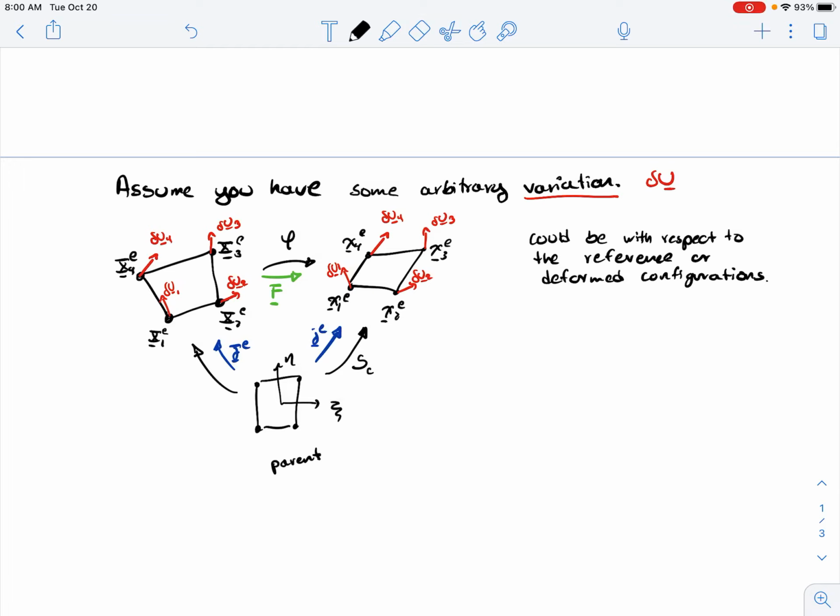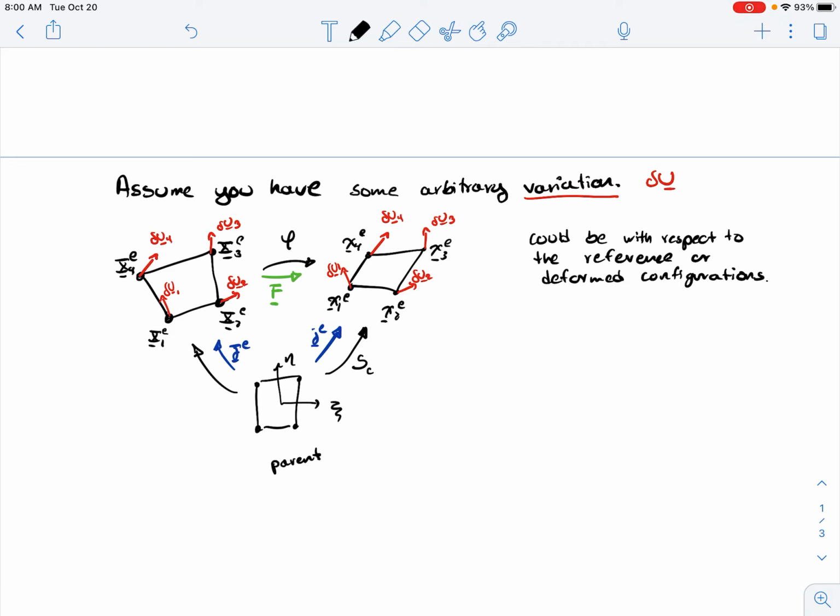Now for the second part of problem 2 of homework 4, I asked you to compute the weak form considering some arbitrary variation that I gave you. But consider just any arbitrary variation delta u that could be applied either to the reference configuration or to the deformed configuration. And we have the null values.